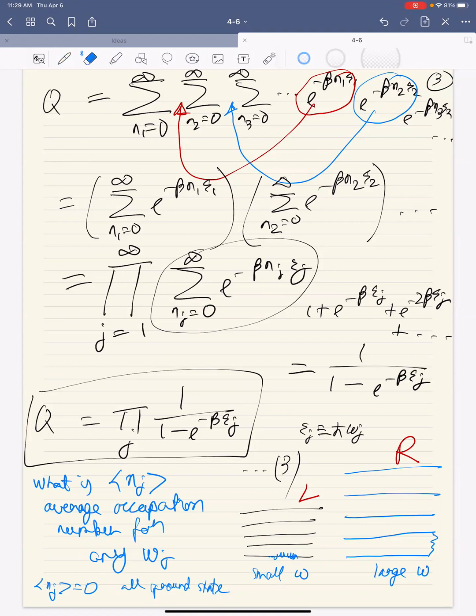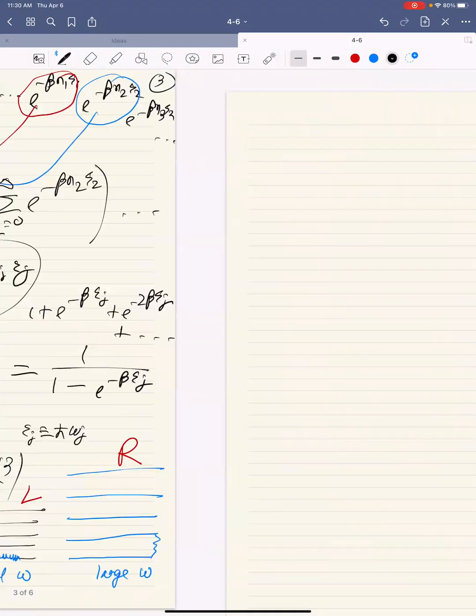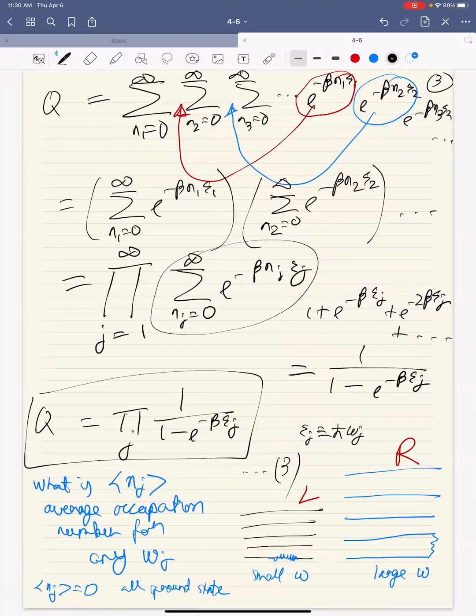It does not mean that the average energy is higher, because in the right one, even if Nj is equal to 1, it means you are in a higher energy level, just from the perspective of energy. So what we want to do is to calculate average Nj as a function of omega j. And here you will see that the expression we get is the same as Bose-Einstein if you had set mu equal to 0.